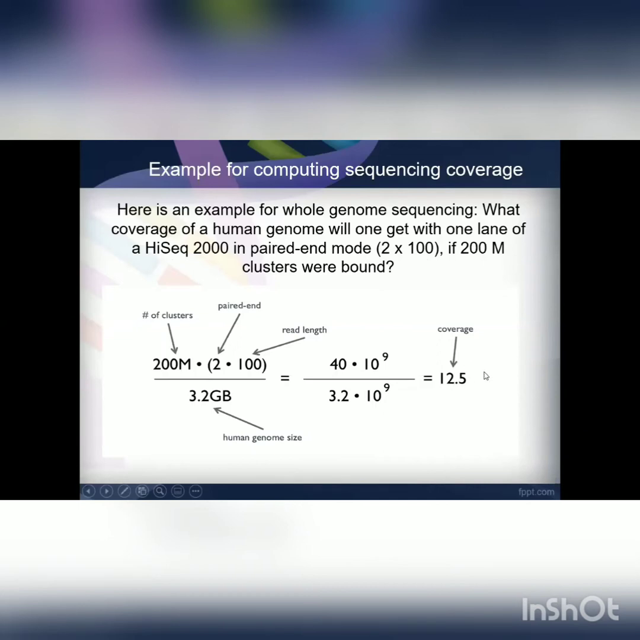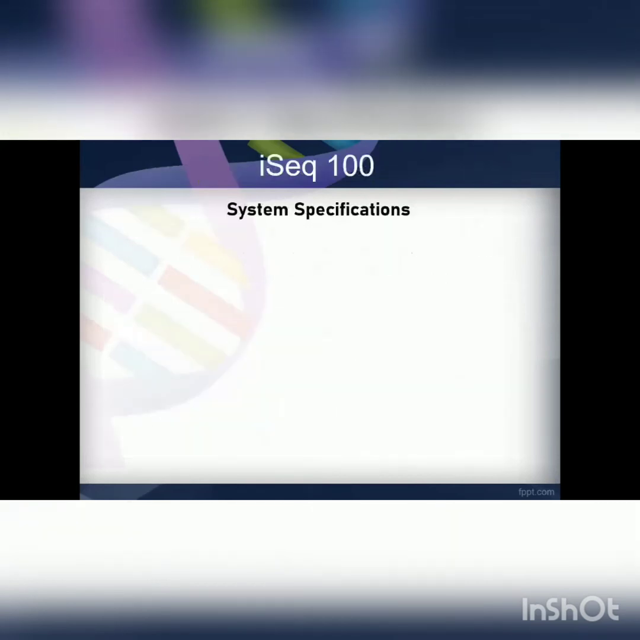So this is an important term that one needs to know in NGS. So coming to the iSeq 100, I will be talking about these sequencers in more detail.